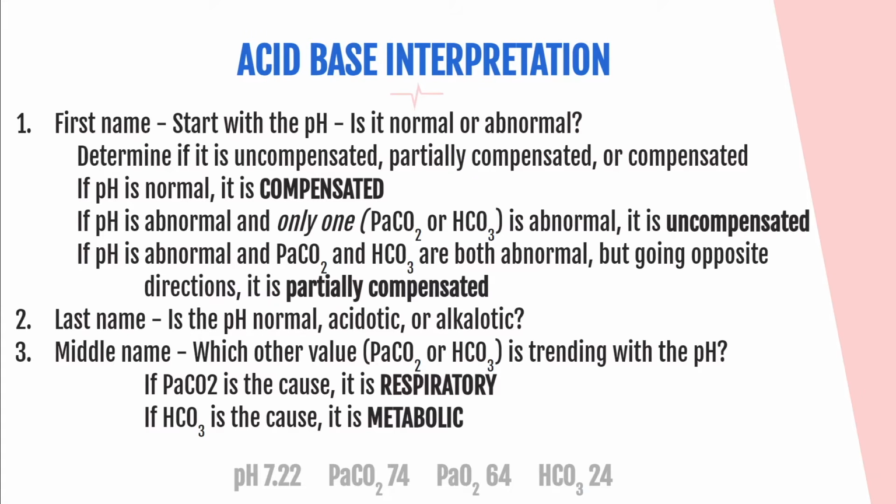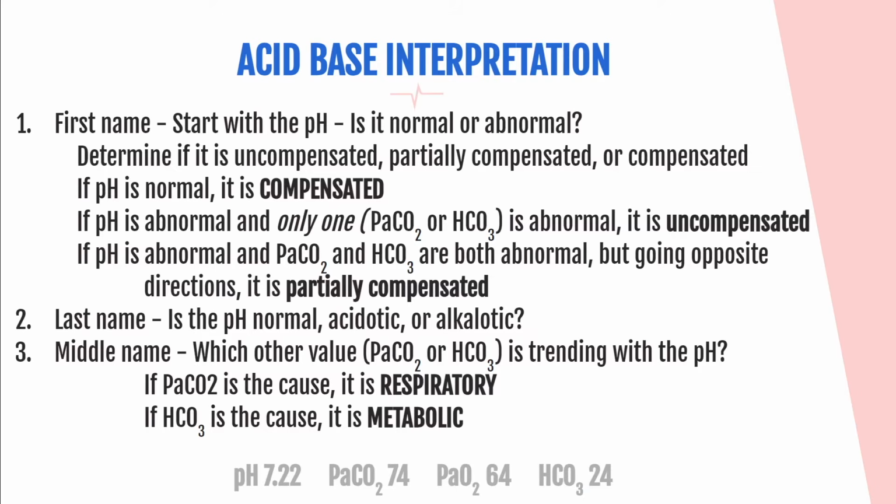So here we're going to look at our PaCO2 and our HCO3 and figure out which one is trending with our pH. In this case, our pH is acidotic. So we want to look at which value is also acidotic. Is it our carbon dioxide or is it our bicarb? Which one of them is leaning towards acidosis? We are going to look for either a CO2 level of greater than 45 or a bicarb level of less than 22, because both of those values trend towards acidosis.